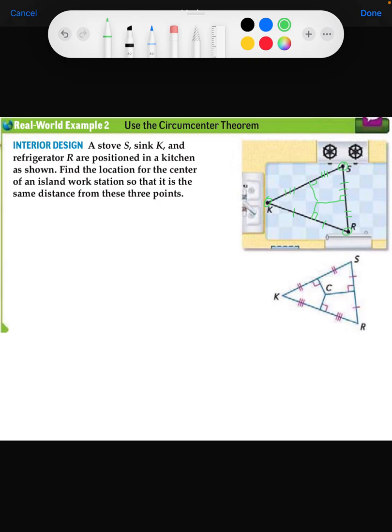And by the circumcenter theorem, a point equidistant from 3 points using the perpendicular bisectors of the triangle formed by those points is going to give us these equidistant lines here. So this point is going to be equidistant from the three vertices of the triangle.